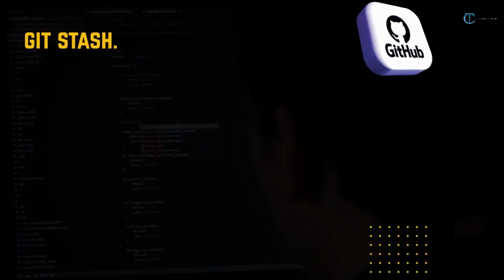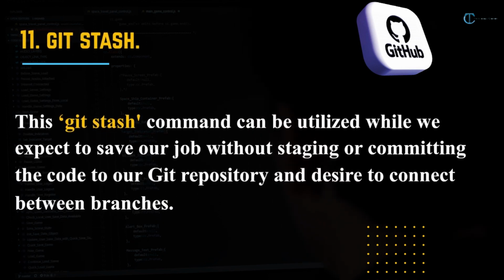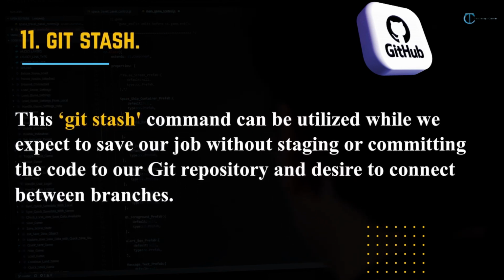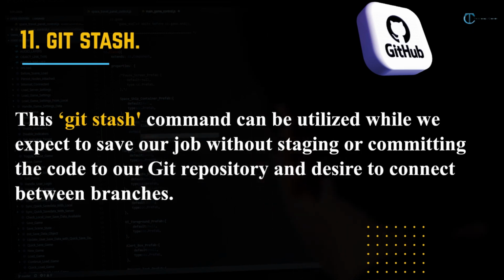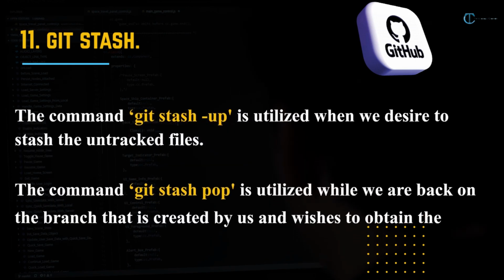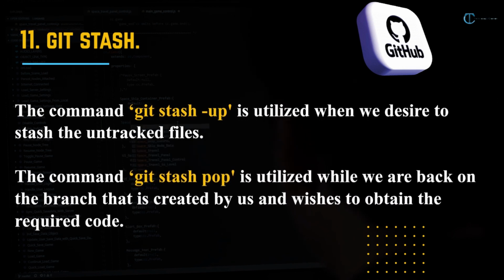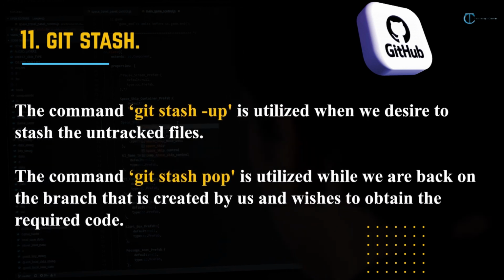11. Git stash. This git stash command can be utilized when we expect to save our job without staging or committing the code to our Git repository and desire to switch between branches. The command git stash -u is utilized when we desire to stash the untracked files. The command git stash pop is utilized when we are back on the branch that is created by us and wish to obtain the required code.